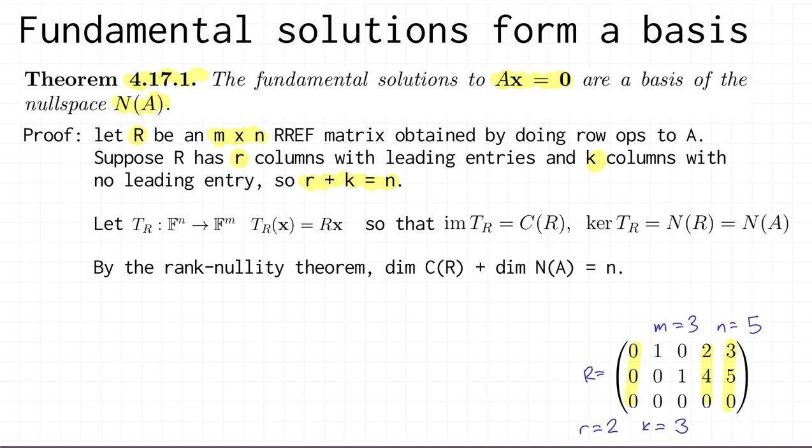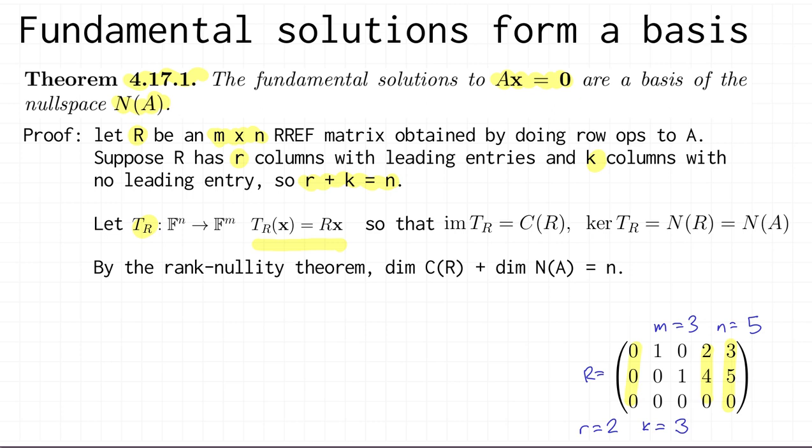We now introduce the linear map T_R, which goes from F^n to F^m, where F is whatever field the entries of the matrices A and R belong to, so perhaps the real numbers or the complex numbers or whatever. T_R is left multiplication by R. The reason to do this is because once we've got a linear map, we can start using the rank nullity formula, and we actually know what the image and the kernel of T_R look like in terms of other characters that we've already met.